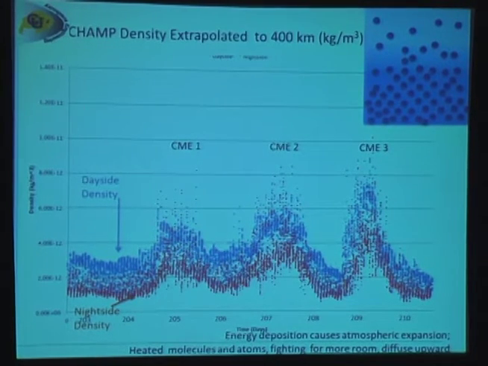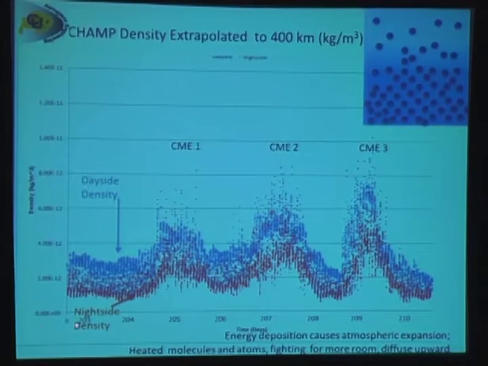And this nice example from 2004, 10 days starting on day 2003, ending in day 2010, is essentially a nice illustration of that. The blue part of this trace, which comes from the CHAMP neutral density, actually measured just below 400 kilometers, but referenced to 400 kilometers, shows us that the dayside density is at a fixed altitude higher. The nightside density is lower. So the dayside atmosphere is heated by the sun. It expands more than the cooler nightside density.